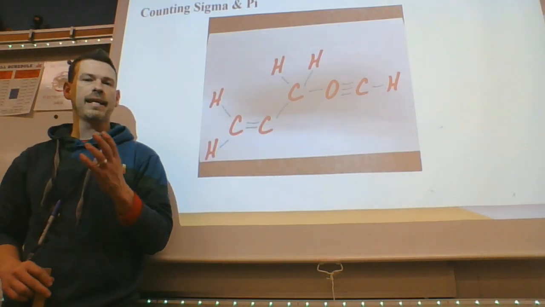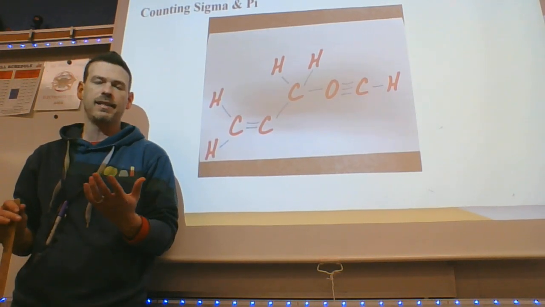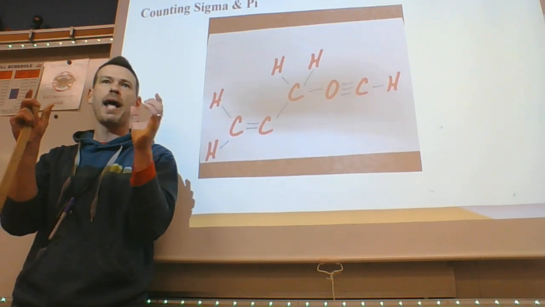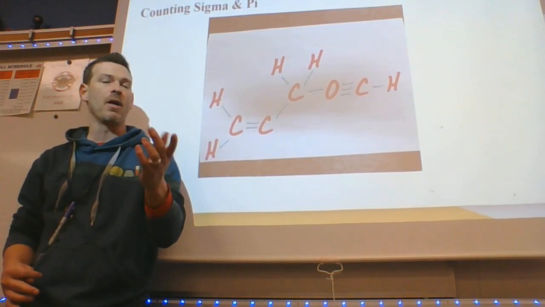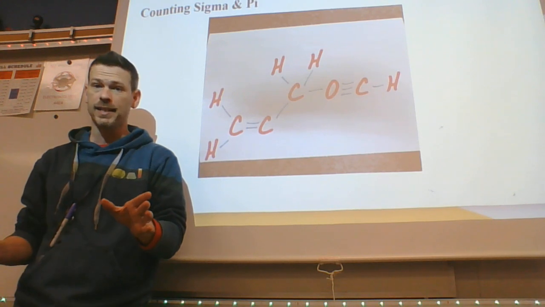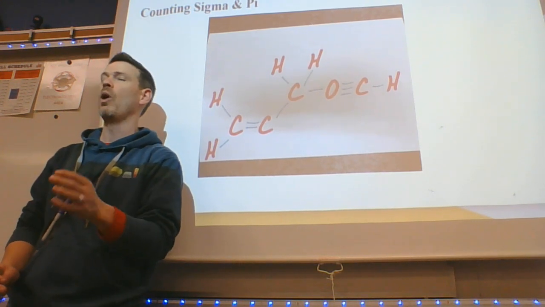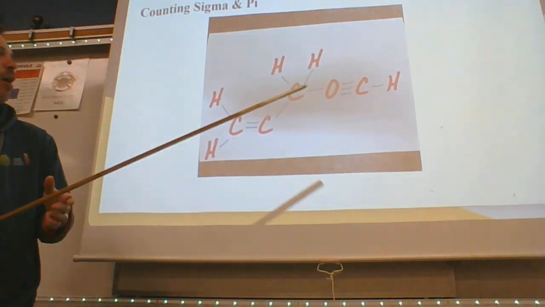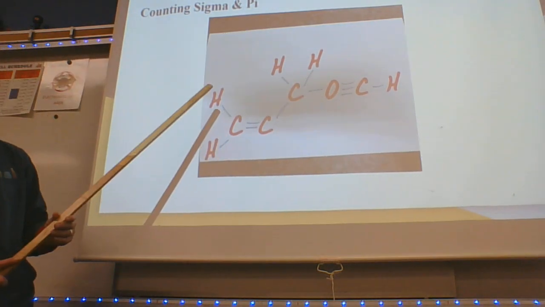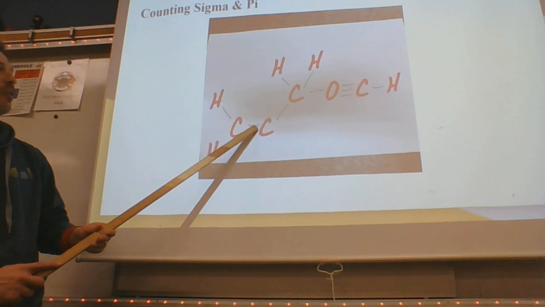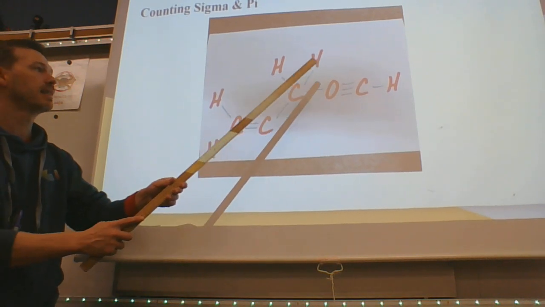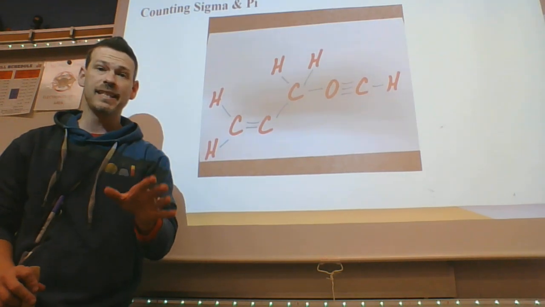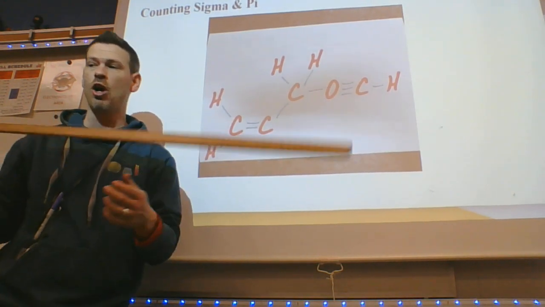I want to show you how to count sigma and pi bonds, and it's very straightforward to do. Keep in mind that the moment two items bond together, that's a sigma. The first connection's always a sigma. The pis only show up for doubles and triples. So the sigmas are real easy to count because it's just every connection. Watch. 1, 2, 3, 4, 5, 6, 7, 8, 9. There are 9 sigmas in this drawing.